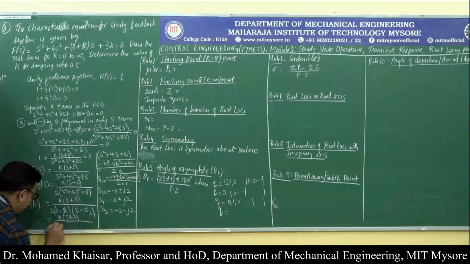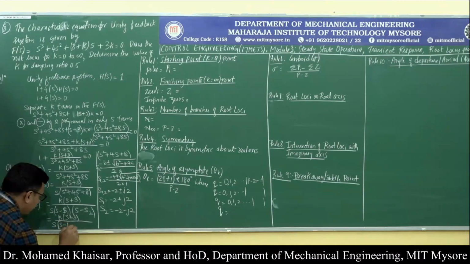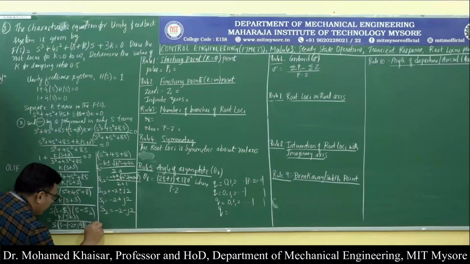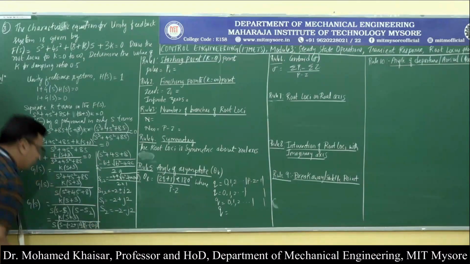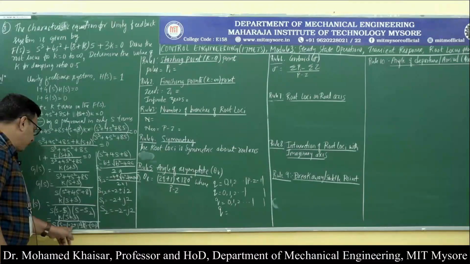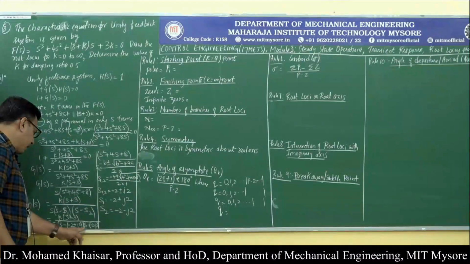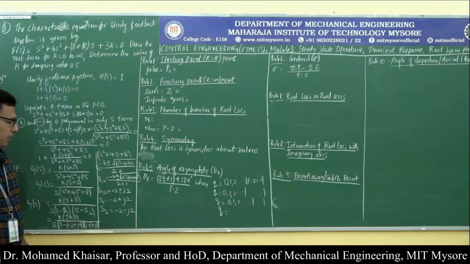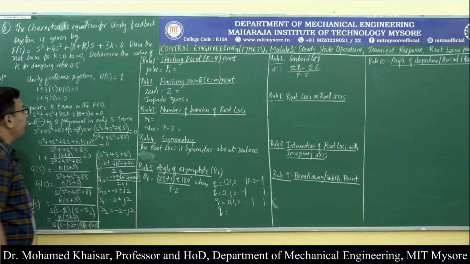Now the open loop transfer function can be written as s into s minus (minus 2 plus j2) into s minus (minus 2 minus j2). Here s minus (minus 2 plus j2) is one root and s minus (minus 2 minus j2) is another root. Now we have got the poles.